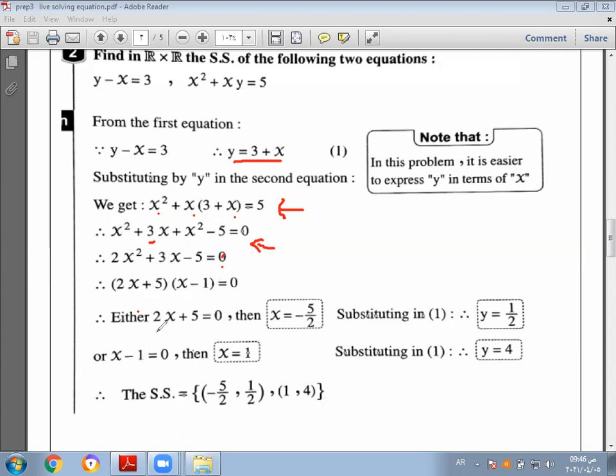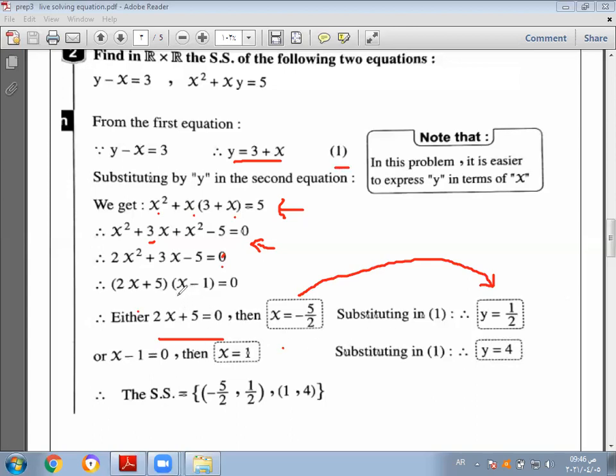If the first bracket 2x plus 5 equals 0, we can find the value of x. It will be negative 5 over 2. We substitute it in the equation of y, which is y equals 3 plus x. We replace the value of x by negative 5 over 2. So y will be what? 3 plus negative 5 over 2, so y equals half. y equals half when x equals negative 5 over 2.